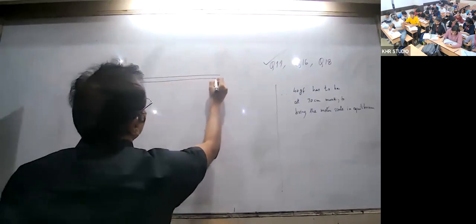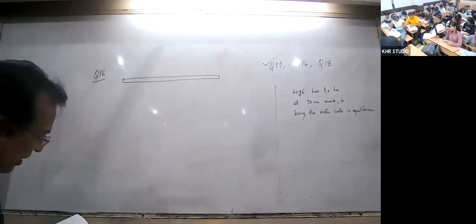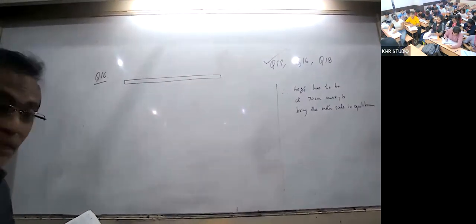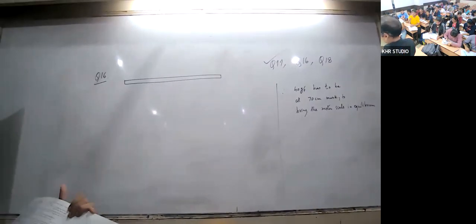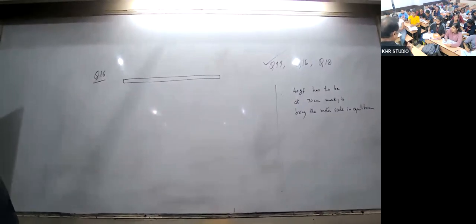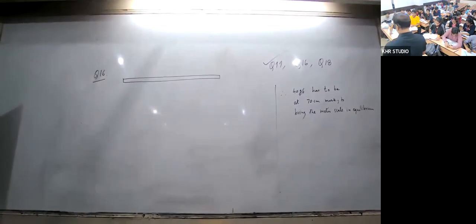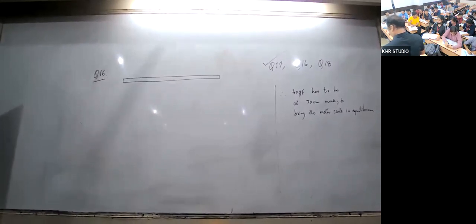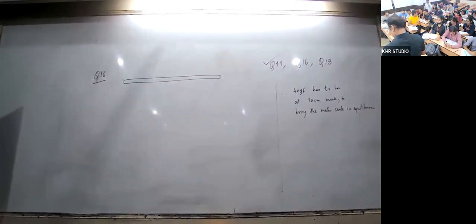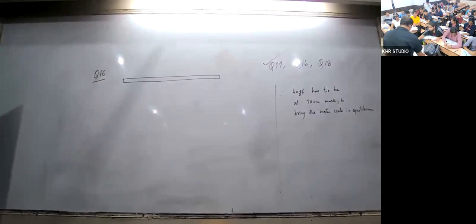Sir, 25 centimeter. The meter rule is balanced at the mark 70 centimeters. Sir, that is half meter. Which is question 16? Read the question. Half meter, I think. Balance at 29. Only the question.